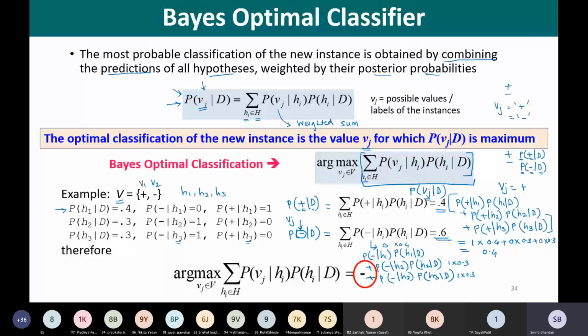Of the test sample. Right? So here we are considering all the hypotheses in the hypothesis space and we are coming up with the most probable classification instead of coming up with the most probable hypothesis. Right? If you have any doubt, please let me know.